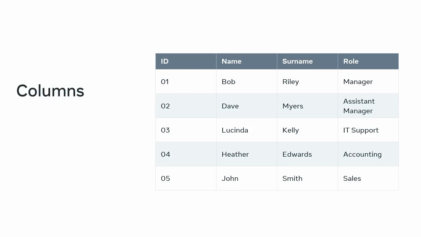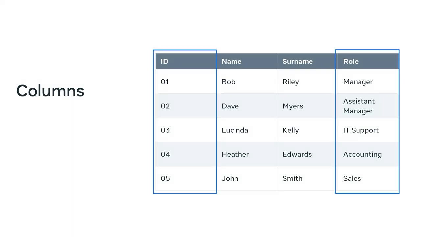Within every table are columns, also sometimes called fields or attributes. Each column or field has a unique name and data type. For example, I have a table that contains data on employees in a company. The table organizes the data into columns such as ID and role, and each column can hold different types of data like numeric or string.